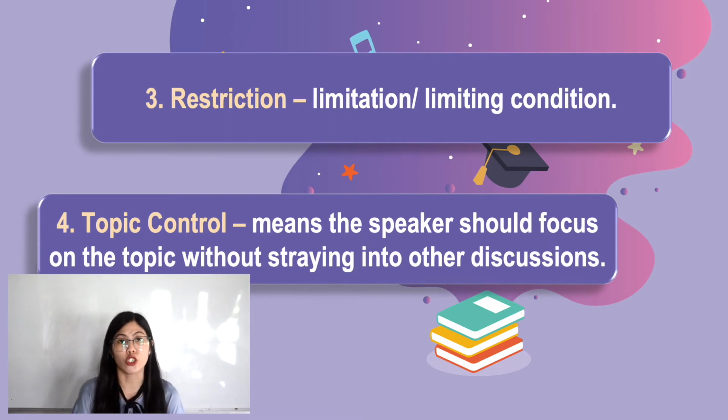Next is the topic control, which means the speaker should focus on the topic without straying into other discussions. In other words, do not insert a topic that is not related to the topic you are discussing. For example, the topic that you are discussing is about parts of plants, but then suddenly you talk about your personal experience with your friend who cheated on you 5 years ago. So this one has nothing to do with the topic. So you must avoid doing this. You have to stick or focus to the topic you are discussing.